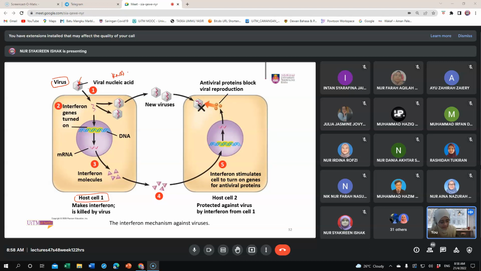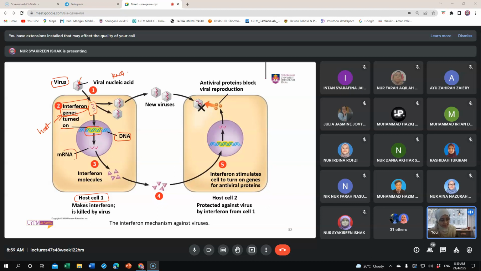So the RNA will enter into the infected host cell and trigger a gene in the DNA of the host cell to be activated. The interferon gene is activated. The interferon gene is the gene inside the host cell, the host cell's own. So once this interferon gene is activated, it undergoes the same process of transcription and translation.